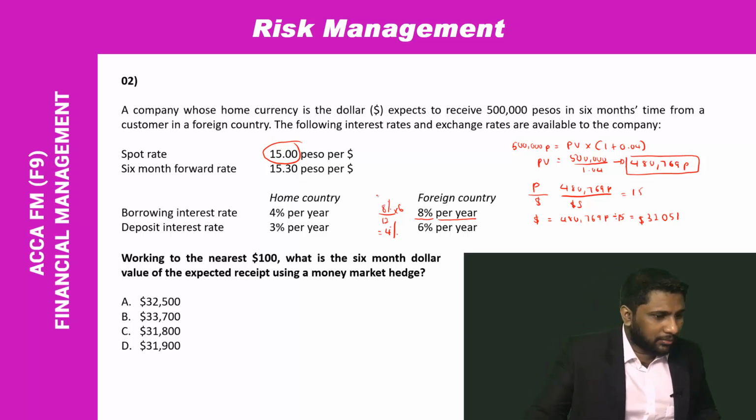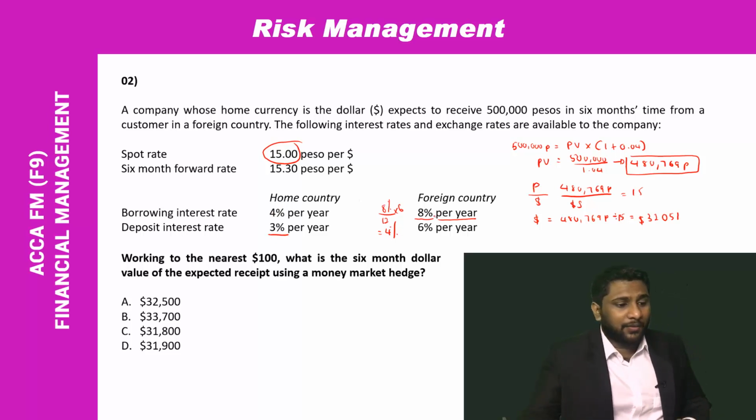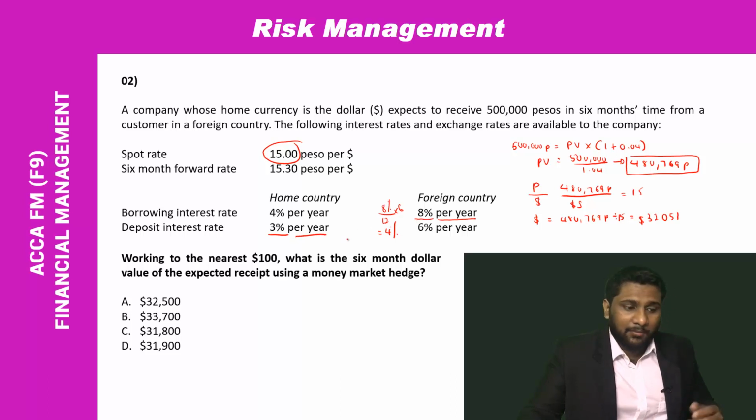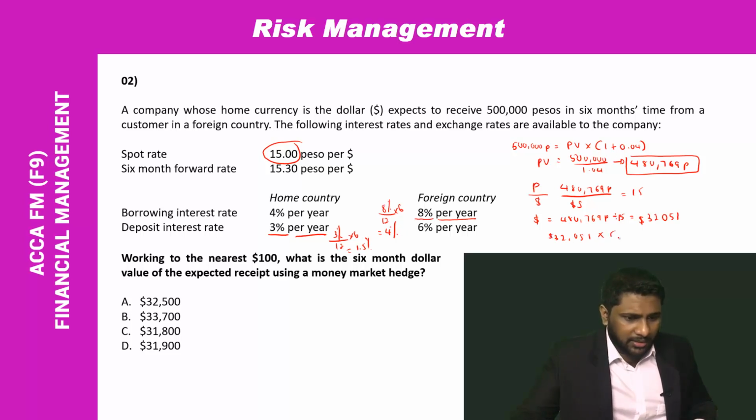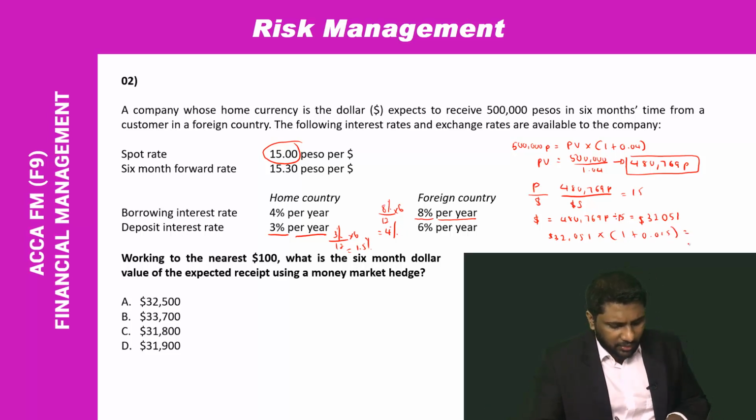In the dollar account in the home country, how much is the deposit rate they are giving? 3% for a year. But this is for 6 months, so 3% divided by 12 into 6. Here I am getting 1.5%. So this 32,051 I am going to deposit for 6 months in my dollar account. So it's 1 plus 0.015.